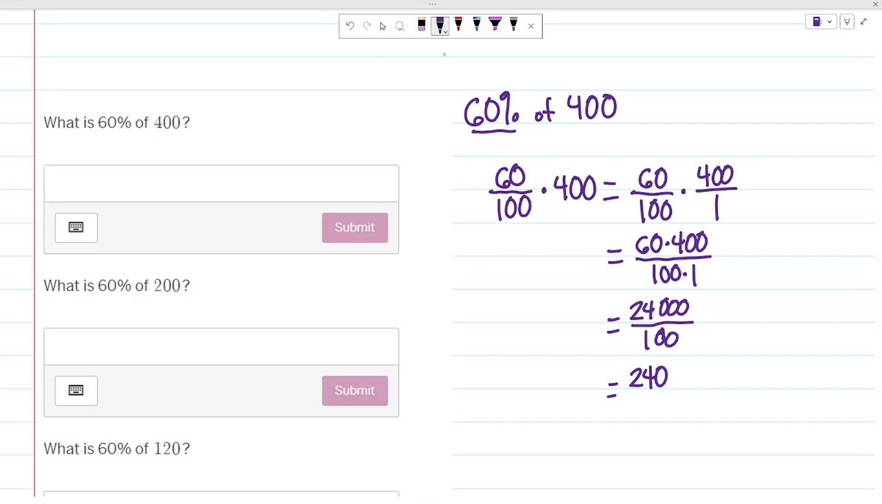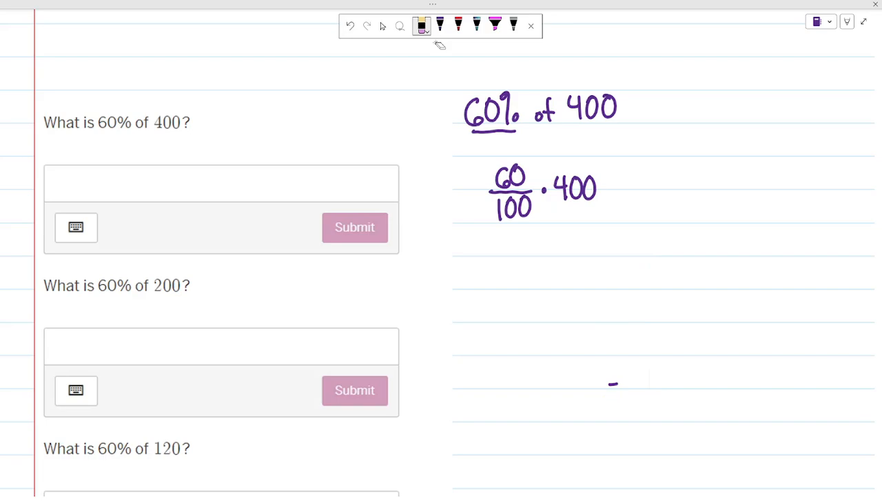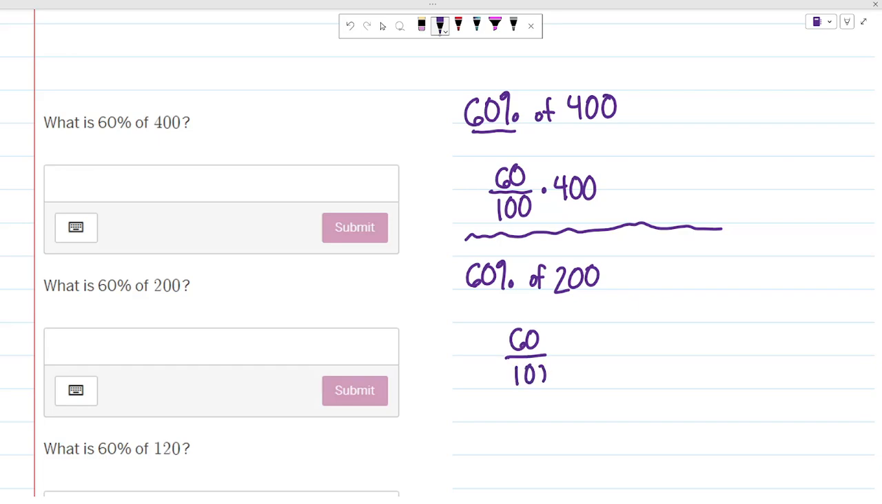Now I'll leave this here, and I'm going to start on the next problem. So I'm going to put a squiggle here to show that I'm moving on to the next one. So to get 60% of 200, you can just write this below where you have the other work in your notebook. So let's use that formula again. We would take 60 over 100 and multiply that by 200.